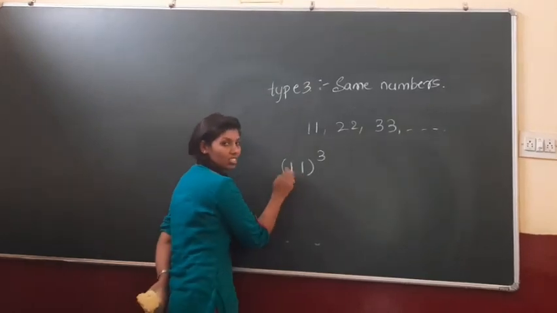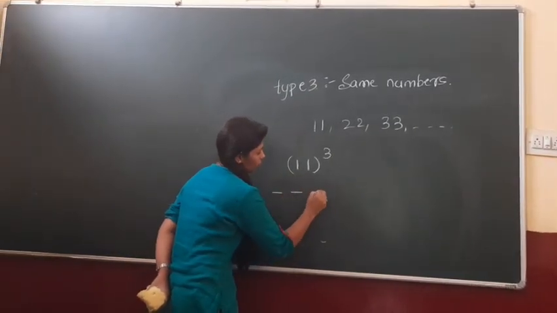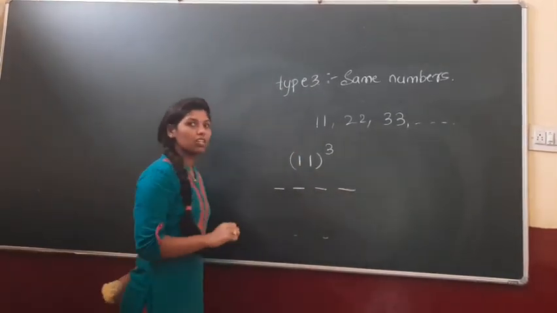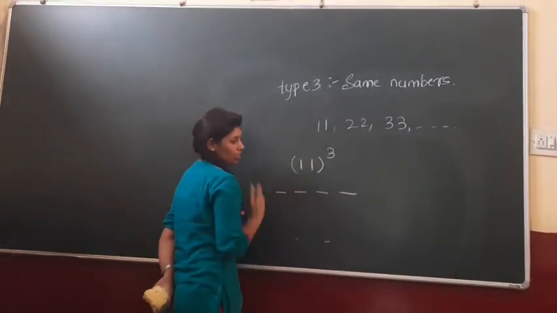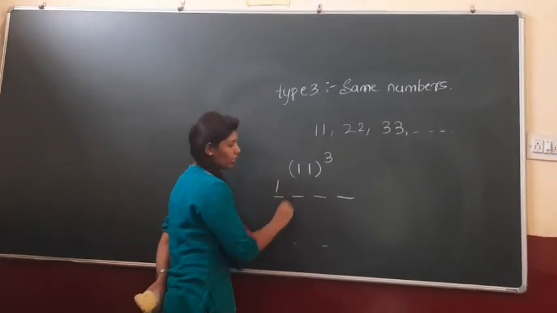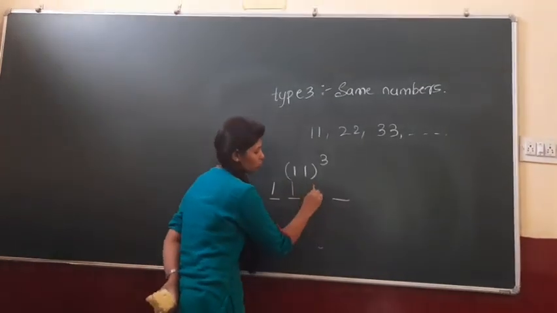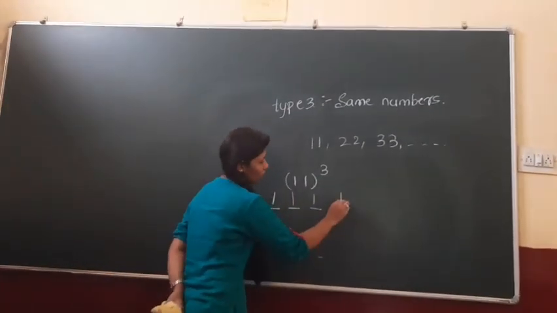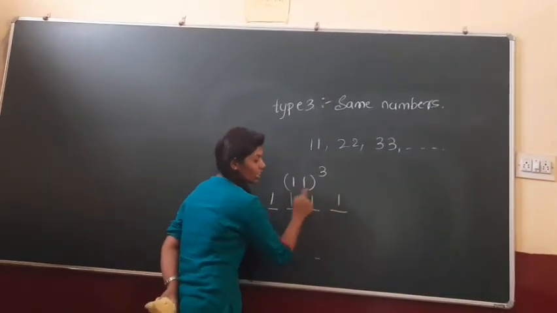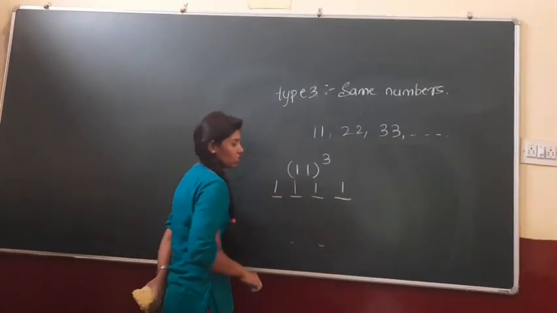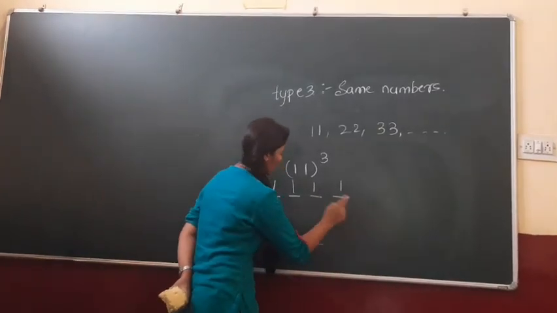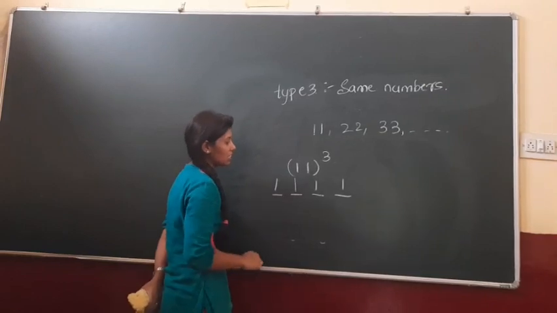As these two are same numbers, we need to take a cube of 1. That is 1 cube is 1, 1 cube is again 1, 1 cube is again 1, then 1. We need to write the cube of the number in all the spaces. Then I need to leave first and last digit as it is.